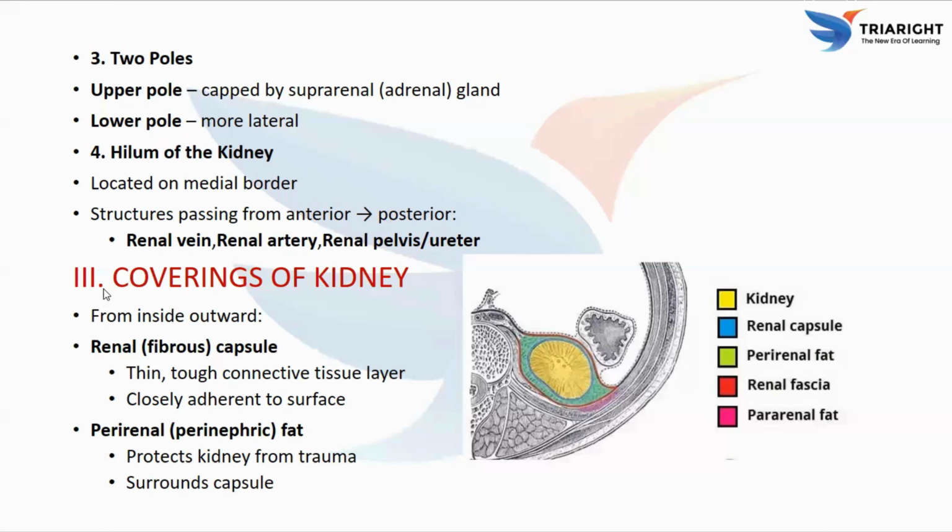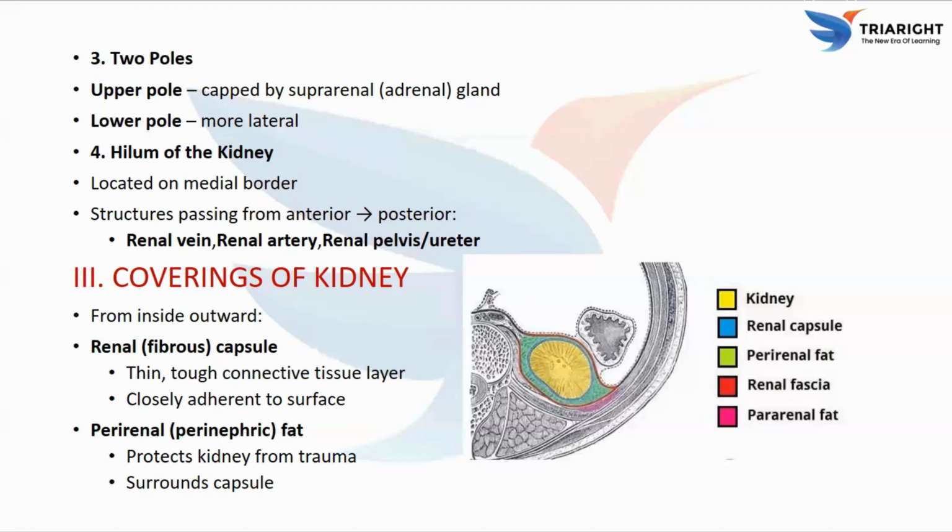So what are the coverings? The kidney has layers covering it for protection. They go from inside to outside, like an onion. So what is the first covering? Renal or fibrous capsule. This is the first and innermost layer. It is a thin but very tough connective tissue sheet. It is directly stuck to the kidney surface.